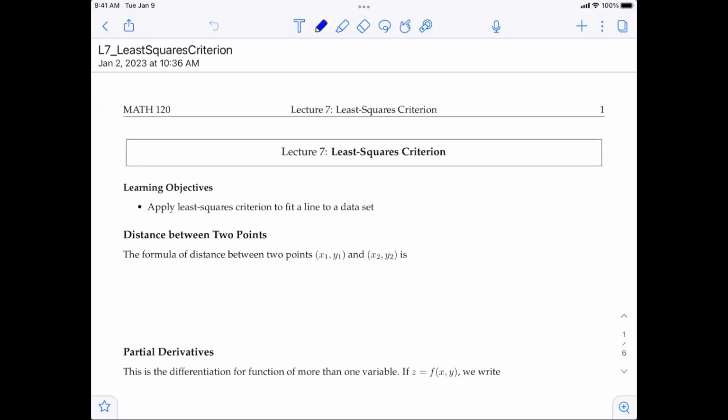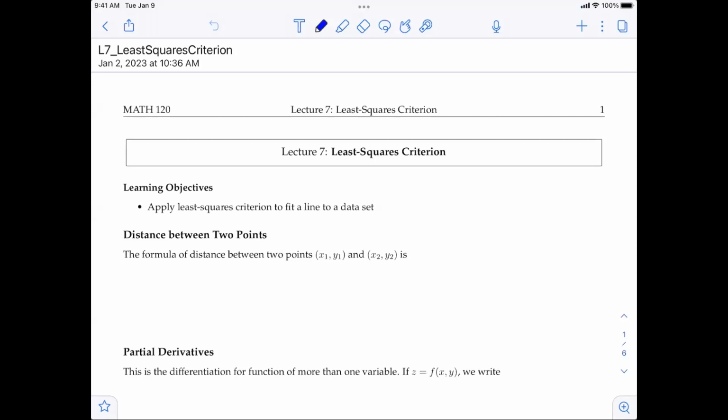Hello everyone, this is lecture 7, least squares criterions. In the last lecture, lecture 6, you looked at two different criteria, which are the Chebyshev criterion and the sum of the absolute deviations, right? Those two criteria help you determine the value of the parameters of the functions to fit into the data set, or the collection of data points that you have.